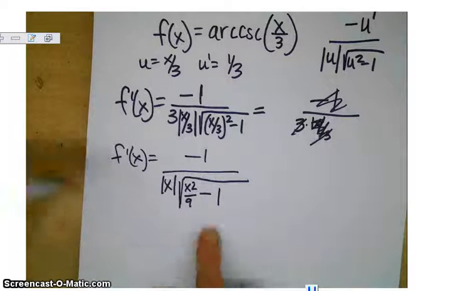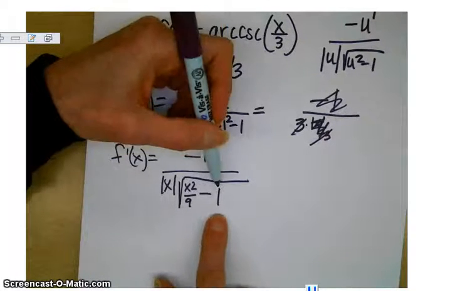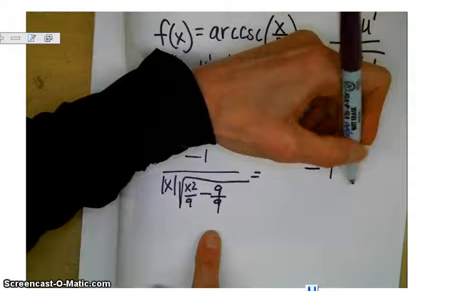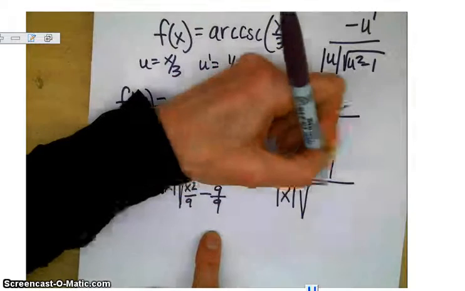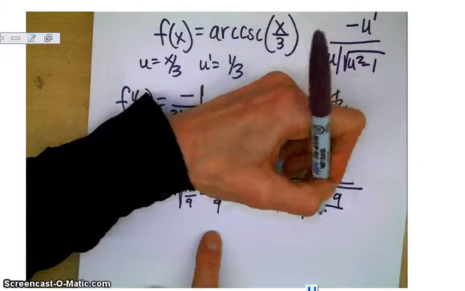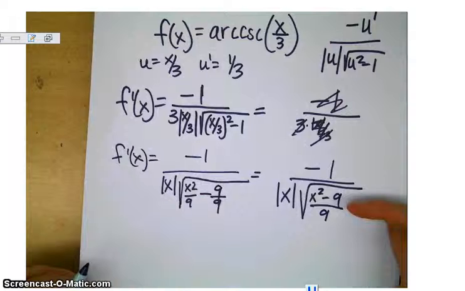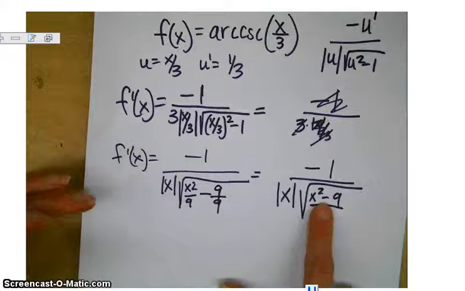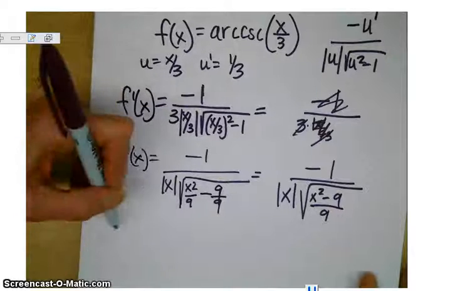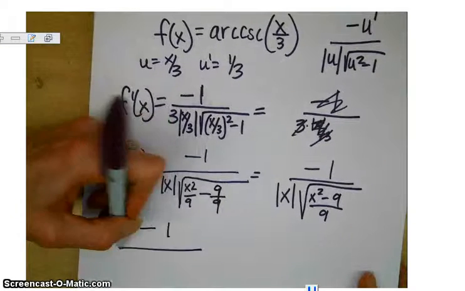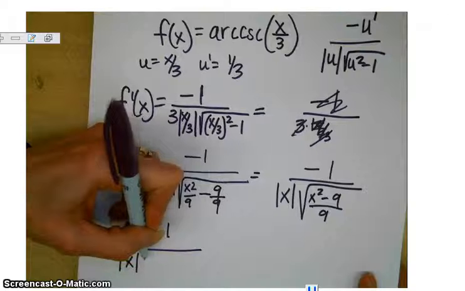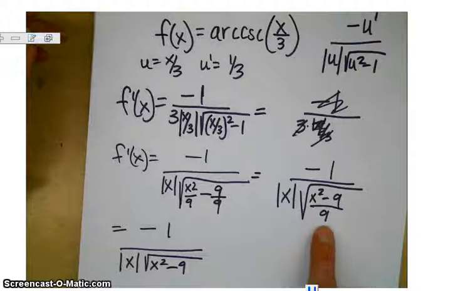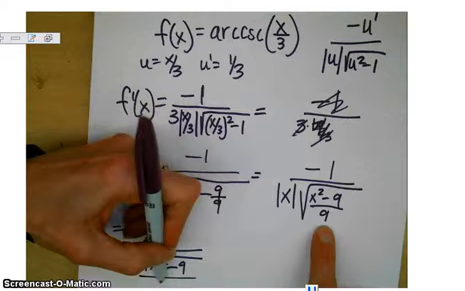Common denominator. So what's the common denominator here? So how can I rewrite 1? 9 over 9. So what I really have is negative 1 over the absolute value of x, and then the square root of x squared minus 9 all over 9. Now I can take the square root of the top and the bottom separately. That's a rule. So we still don't know the square root of the top, so we have to leave that. So I have negative 1 over the absolute value of x, and I leave the square root of x squared minus 9. But what's the square root of 9? 3. And that's on the bottom here.